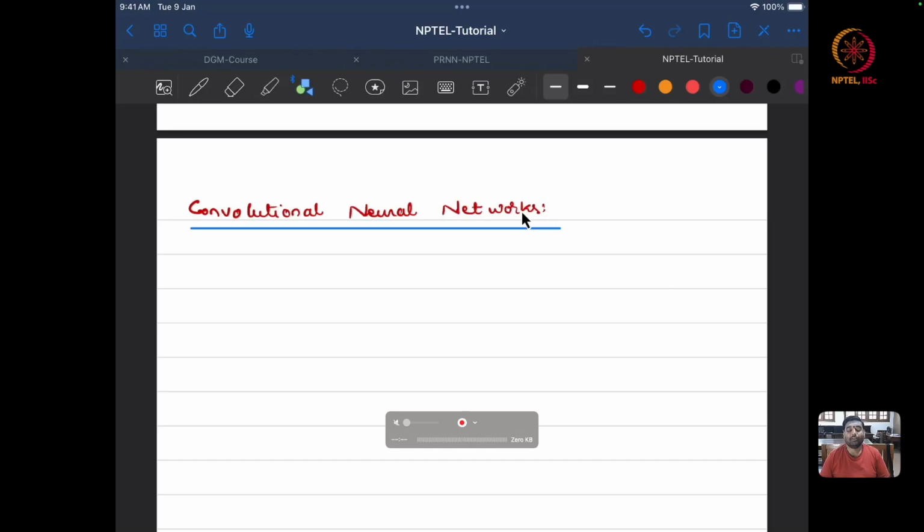Hello all, welcome to this tutorial in which we will be looking at convolutional neural networks, their implementations, how you obtain a pre-trained model, and how you extract embeddings. These are the main features that we'll be looking at from the perspective of the implementation.